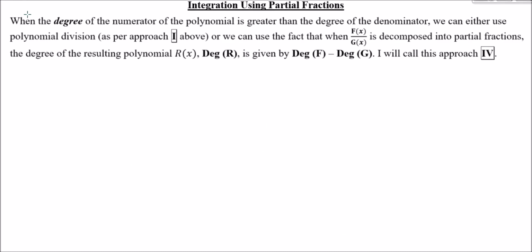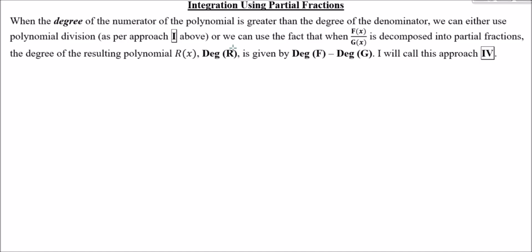Well, when the degree of the numerator of a polynomial is greater than the degree of the denominator, we can either use polynomial division as per approach 1 before, or we can use the fact that when we take f of x and divide it by some other polynomial g of x and decompose it into partial fractions, the degree of the resulting polynomial r of x, deg r, is the same as deg f minus deg g. I'll call this approach 4, just because I've called the other ones 1, 2 and 3, and I'm lacking imagination these days. This degree business is easier in practice.